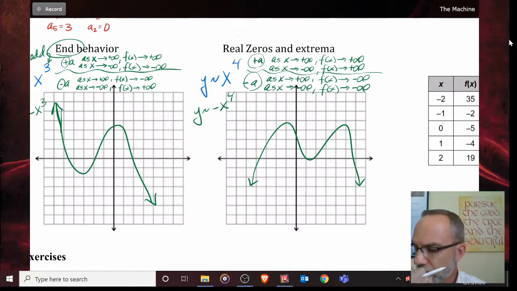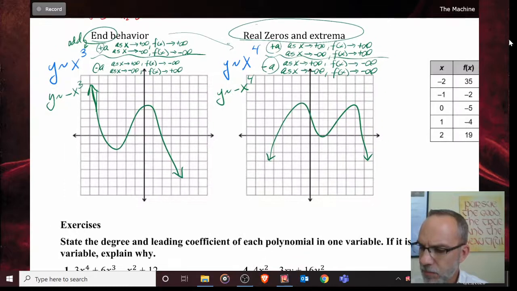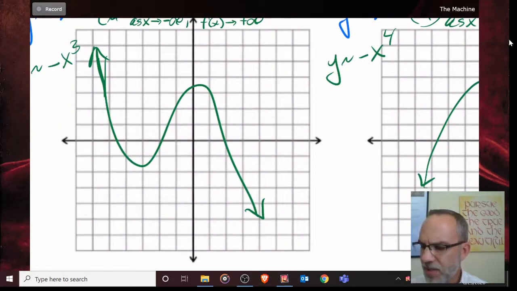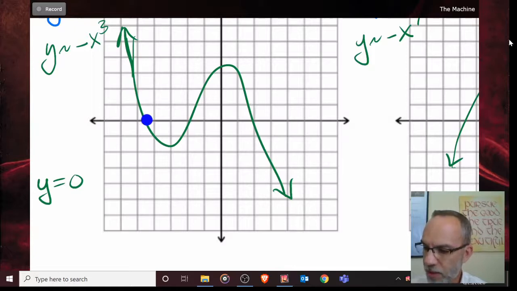Real zeros and extrema. All right, so maybe I should have put this title down below. Up until now, I've been dealing with end behavior, and that's end behavior over there. Let's talk now about real zeros. How many times does this graph here cross the x-axis? In other words, where is y equal to 0? Well, it's equal to 0 right here, and right here, and right here.